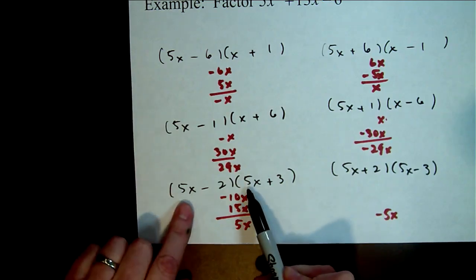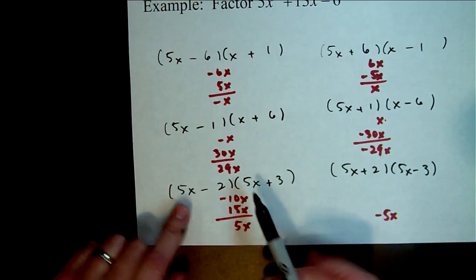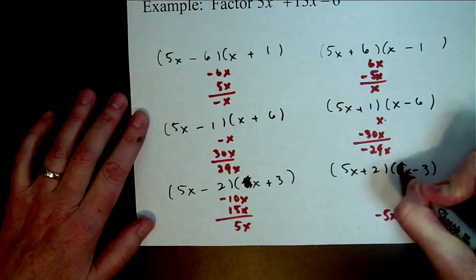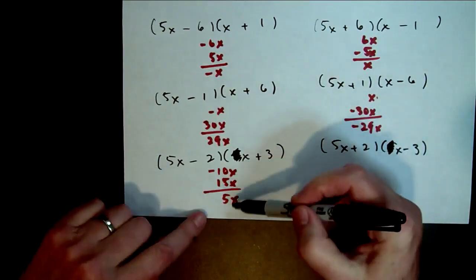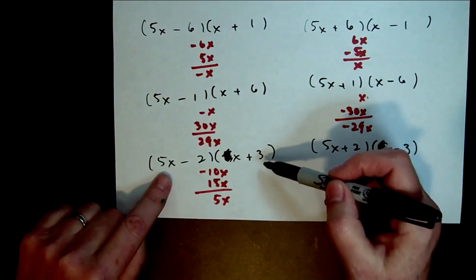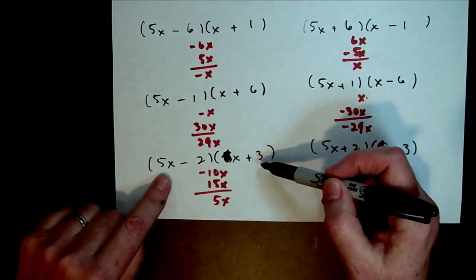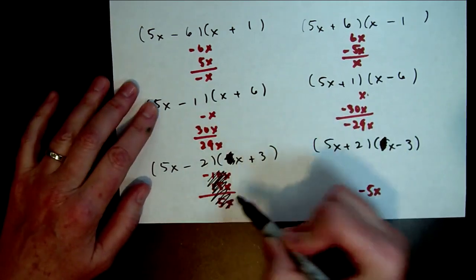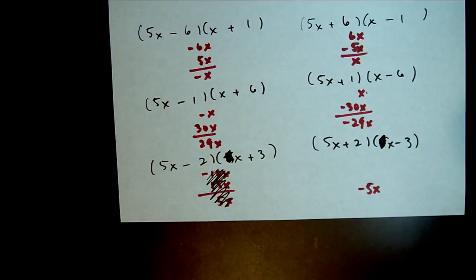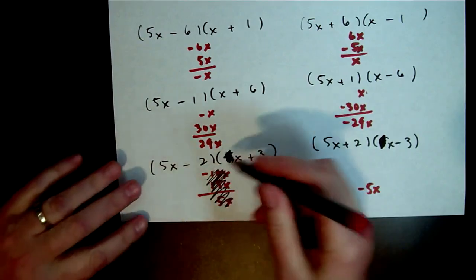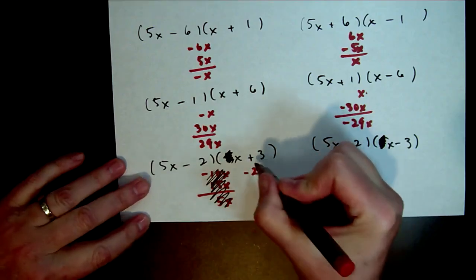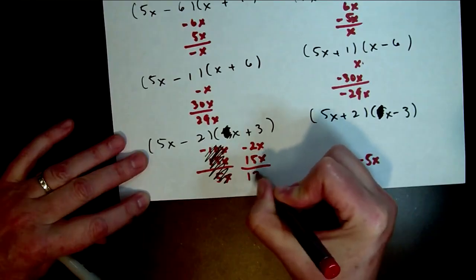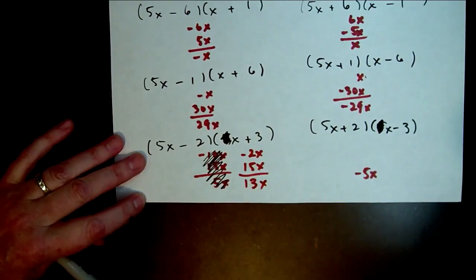Yeah, I shouldn't have had a 5 in both spots here, right? That should have been just a 1x. So that probably screwed up my middle term here. Let's see. What should I have got? So this should have been, the inner terms would give me negative 2x. The outer terms would give me 15x. Ah, good thing I noticed that, because that's the one we want, isn't it?